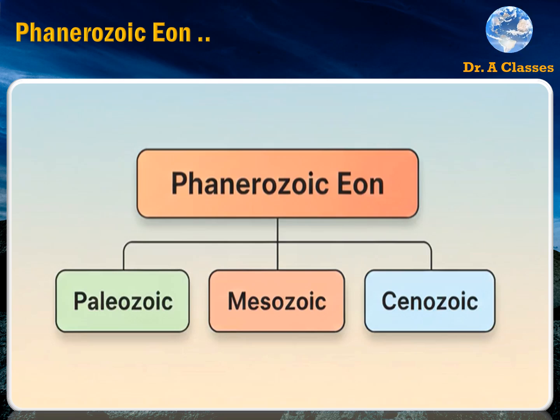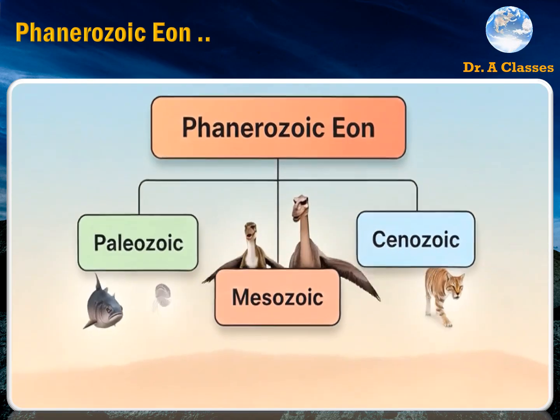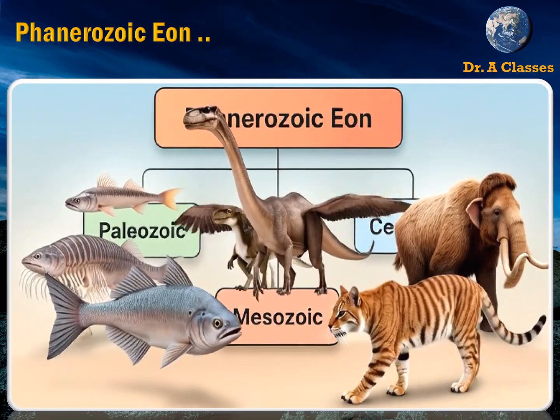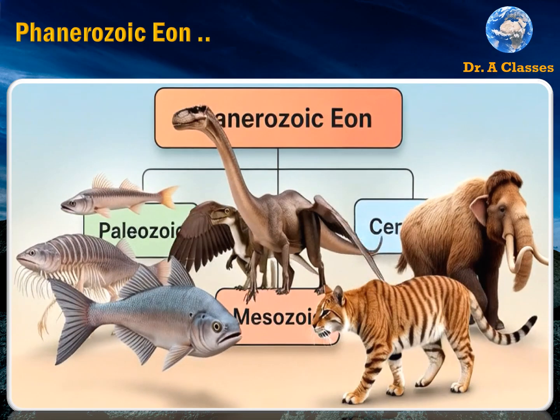Paleozoic era, the era of ancient life, marked by the diversification of marine organisms, the rise of fishes, and the first land plants and animals. Mesozoic era, often called the age of reptiles, dominated by dinosaurs, along with the appearance of first mammals and birds. Cenozoic era, the age of mammals, during which modern life forms evolved and humans eventually appeared. Together, these eras trace the major evolutionary step from early complex organisms to the world we see today.